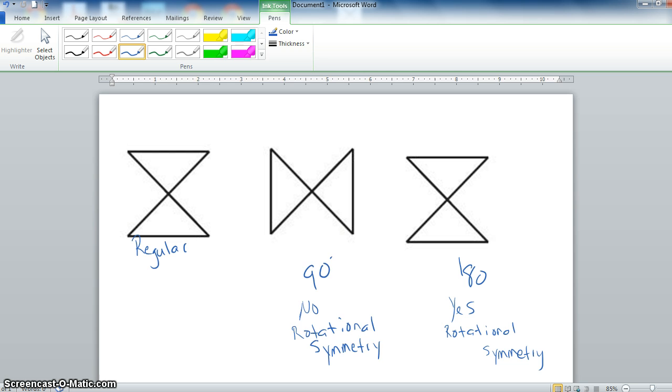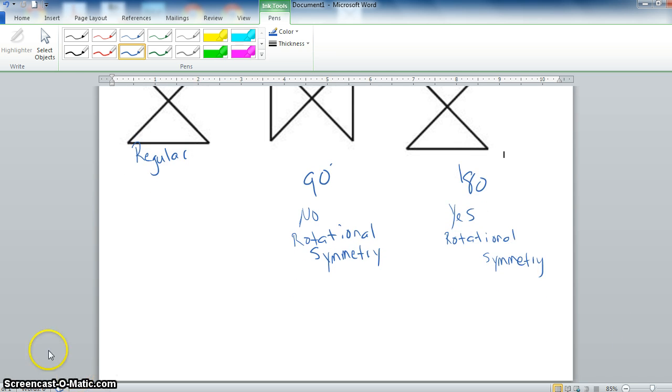How would you answer it? At 180 degrees, there is rotational symmetry.